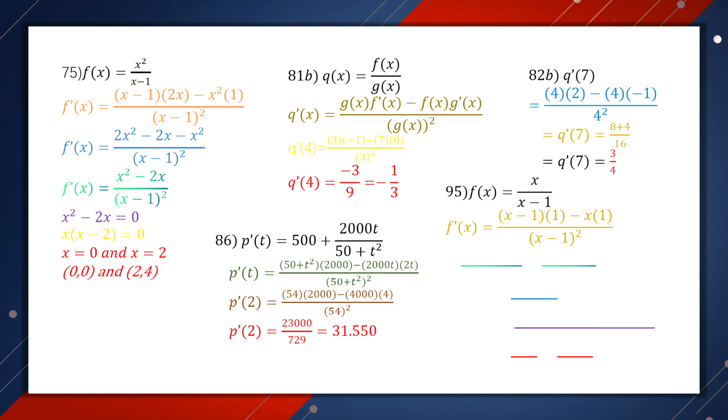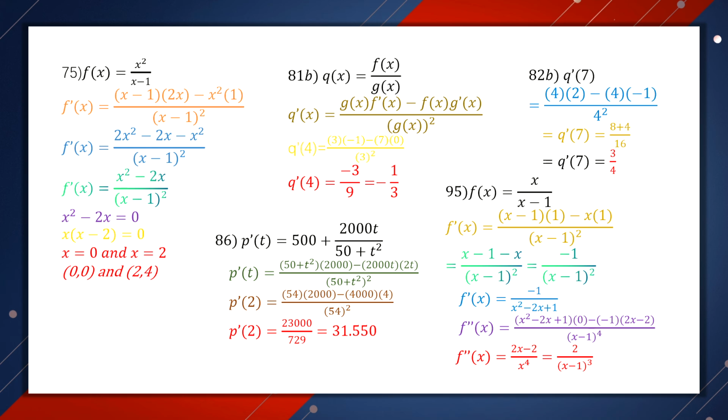And the last question, that's f of x equal to x over x minus 1, and f derivative x equal to x minus 1 times 1 minus x times 1, over x minus 1 squared. So we need to further simplify it, and it's finally become 2x minus 2 over x to the power 4 equal to 2 over x plus x minus 1 to the power 3.